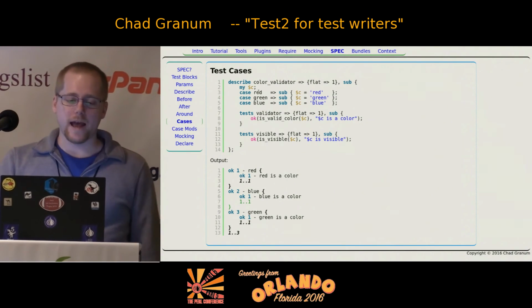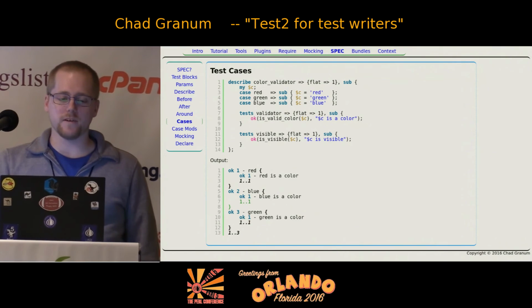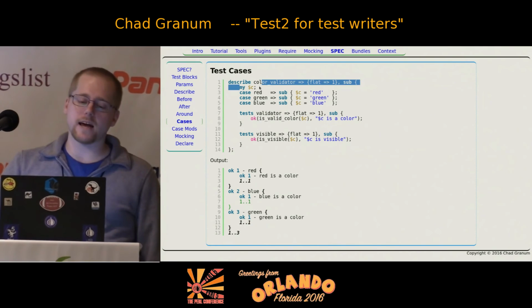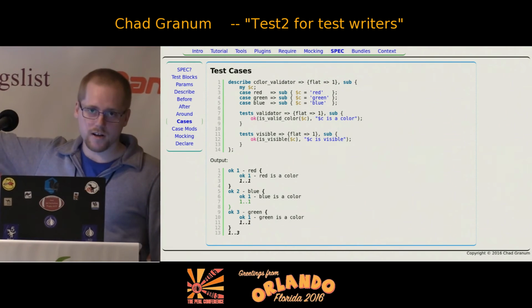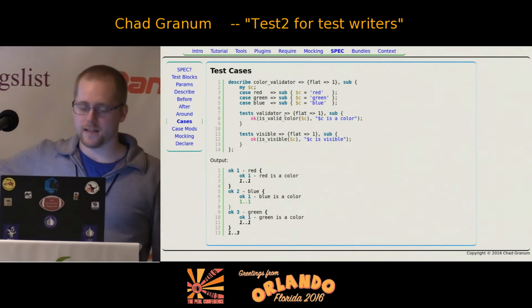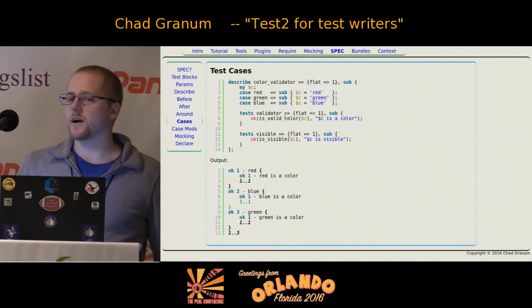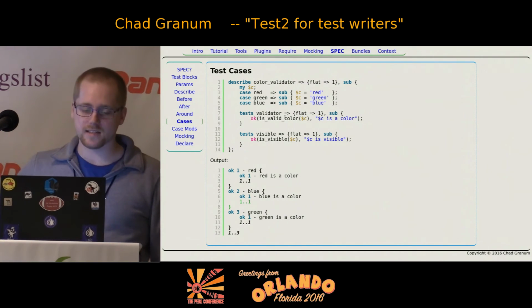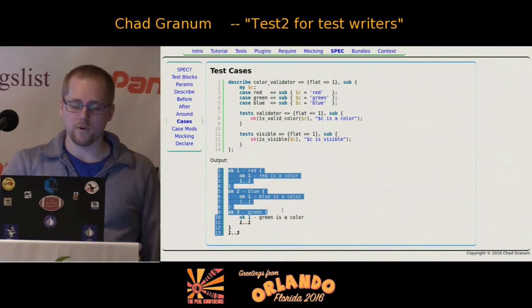For red, it'll run both validator and visible. For green, it will run validator and visible. Note C is outside here. It's a closure, so first red will set C to red. Then you validate the color red. Then green will set the color to green. Validator will validate the color green. That's the way it works. So you can do tons of test cases. This gets really useful. So here's the output from that.